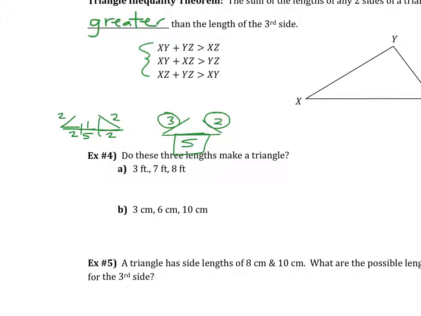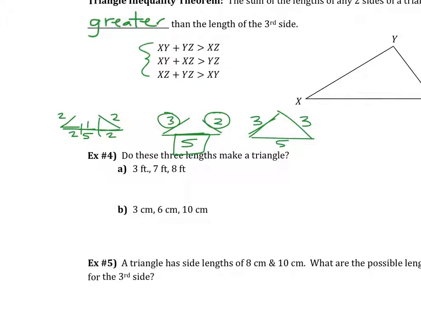The rule is the 2 have to be greater than the 1 by itself. So if I did a 3 and a 3, that would work with a 5, because 3 plus 3 is greater than 5, okay? So look at example 4 there.